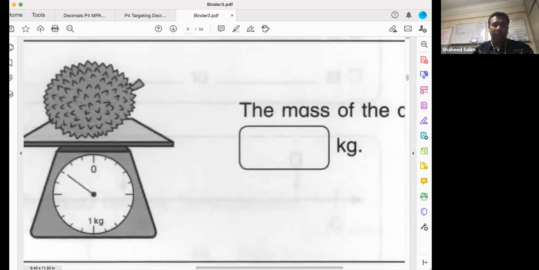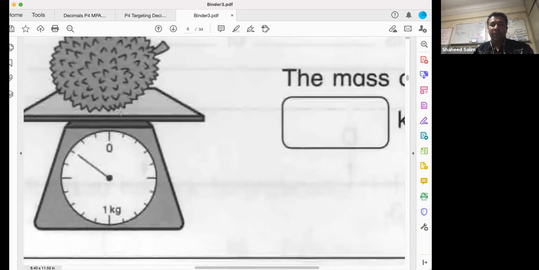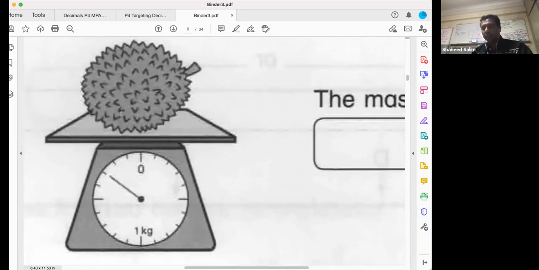Durian. How much is the weight of the durian? In fact, I ever saw the name of a road, Jalan or Lorong Liulian. Liulian, I think, is the Chinese word for durian.